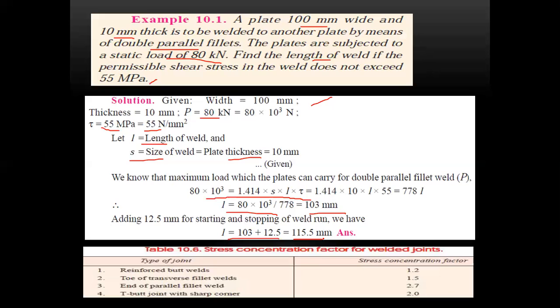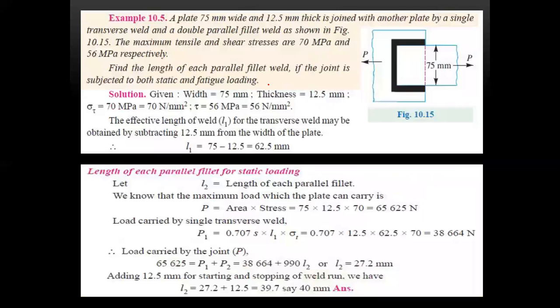Okay, the stress concentration factor for welded joints, for different types of welded joints. What's the stress concentration? Reinforced butt welds 1.2, toe of transverse fillet welds 1.5, 2.7, and 2. Understood? So if I wanted to find the length of the weld, the length of the weld is this one. So how did you get this 12.5? 12.5 is from the weld run. Okay. Now next problem.